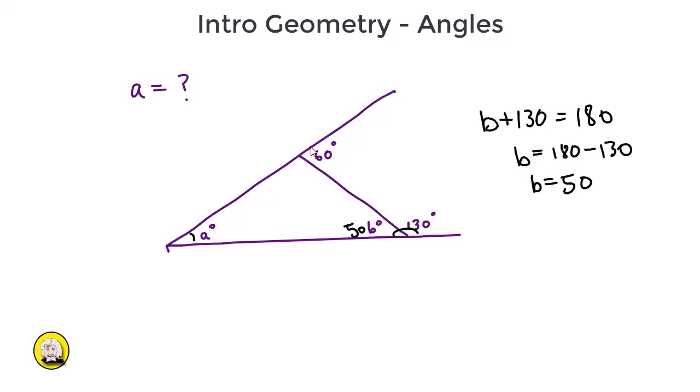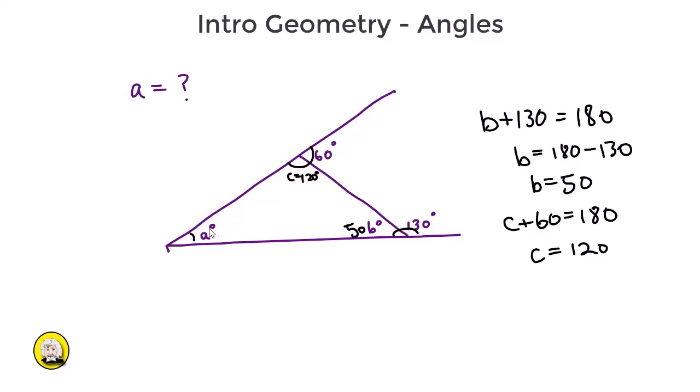How about over here, adjacent to the 60 degree angle? This must also be an angle along a line, so they must sum to 180. So this unknown angle, if we'll call it C in this case, C plus 60 equals 180. And C is going to be just 180 minus 60, or 120 degrees. So this angle is 120 degrees.